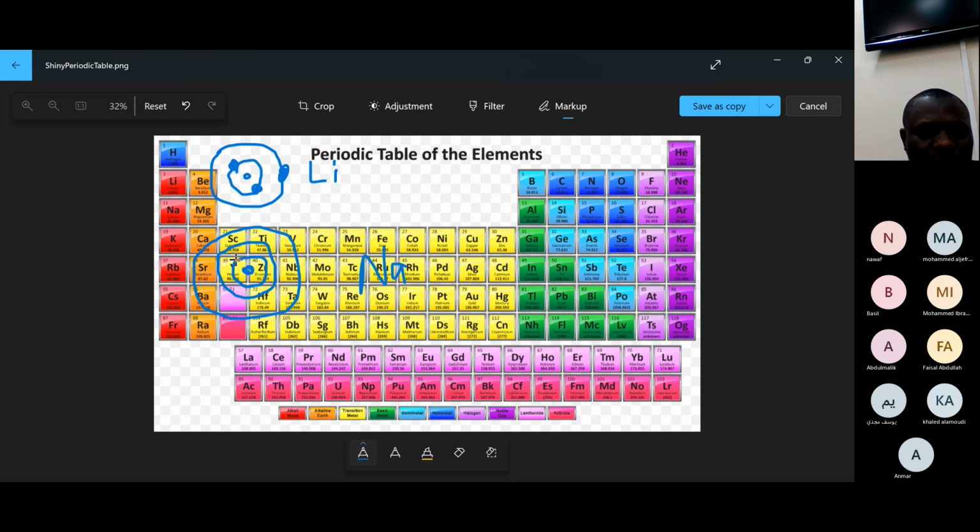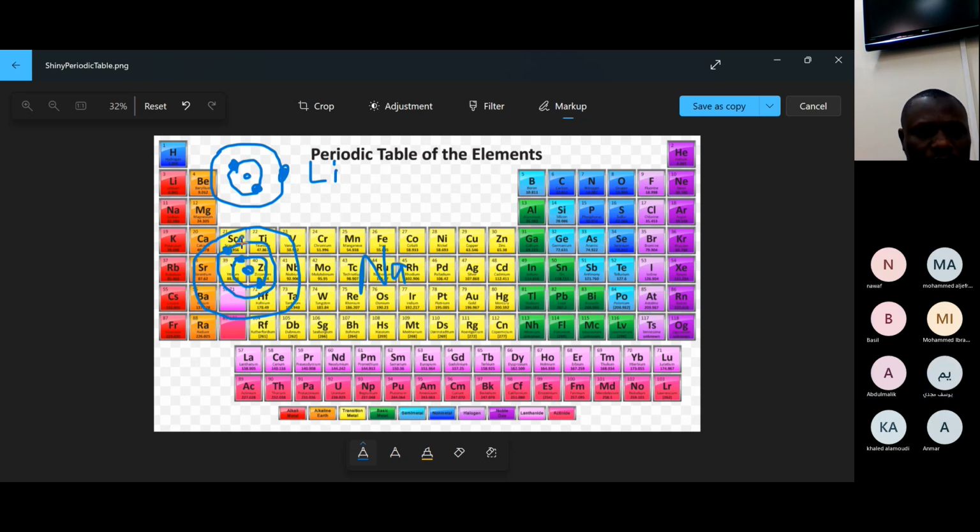The first energy level of sodium has got 2 electrons. The second energy level of sodium has got 8 electrons. And the third energy level of sodium has got 1 electron. Now look at this, Yusuf Majdi. Yes, with you.